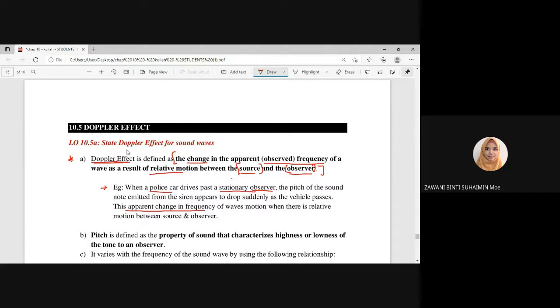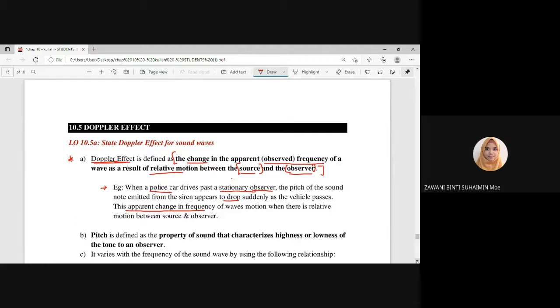Okay, the pitch of the sound note emitted from the siren appears to drop suddenly as the vehicle passes. So maksudnya bila police car tu menjauhi that stationary observer, dia punya siren tu jadi semakin perlahan. Ni no macam tu. Maksudnya dia appears to drop ni lah, okay, menjadi semakin perlahan. Okay, sebab apa? Because there is a relative motion di antara observer dan juga source of sound tersebut.